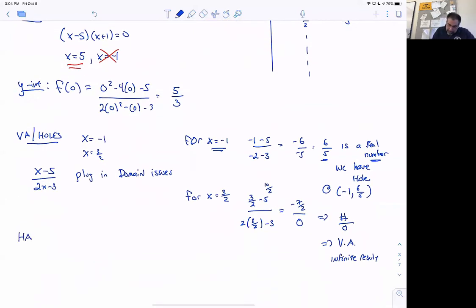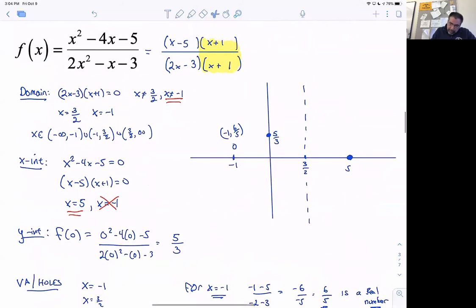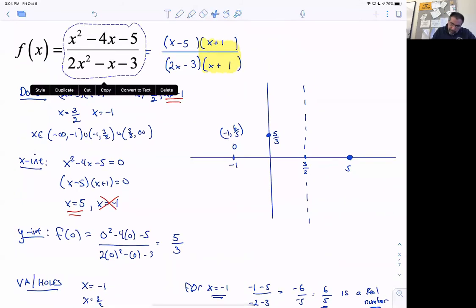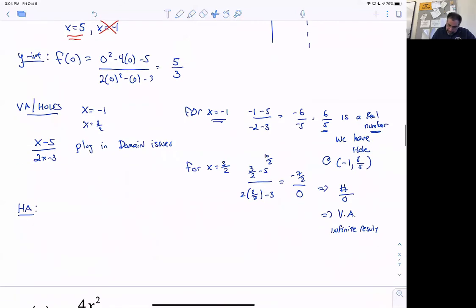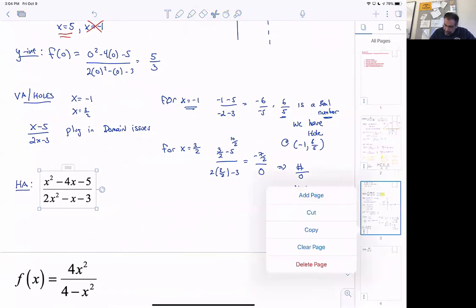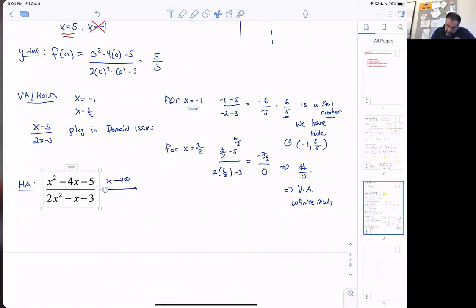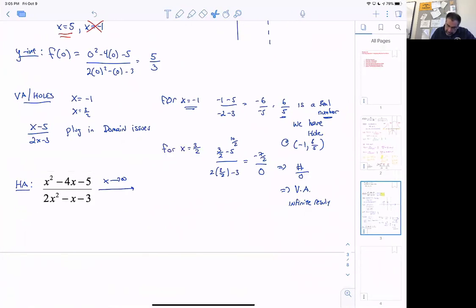Next up is the horizontal asymptotes. Okay, so for the horizontal asymptotes, I want to take my original function. So let me just copy this over. I want to take this original function, bring it down here. Okay, and we're going to ask the question: when I look at this, what is happening as x goes to infinity? What is happening as x goes to negative infinity? So I need to do it twice.